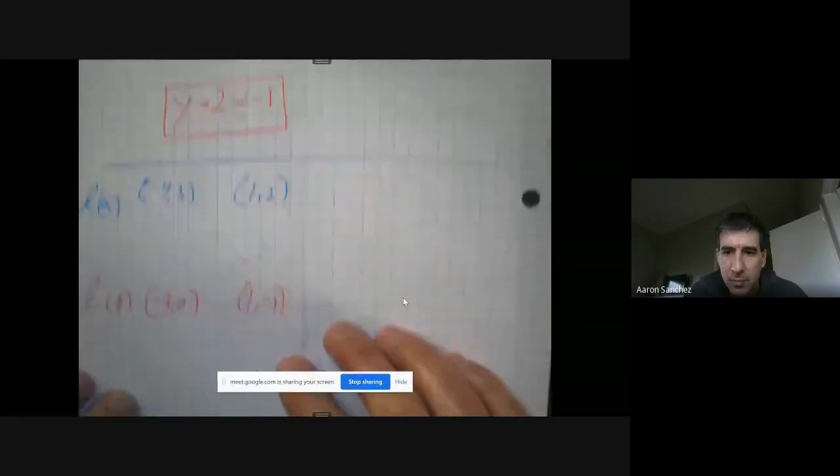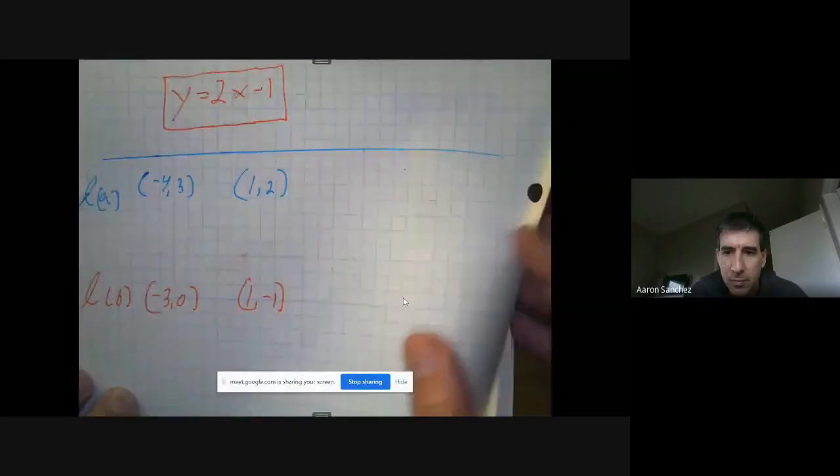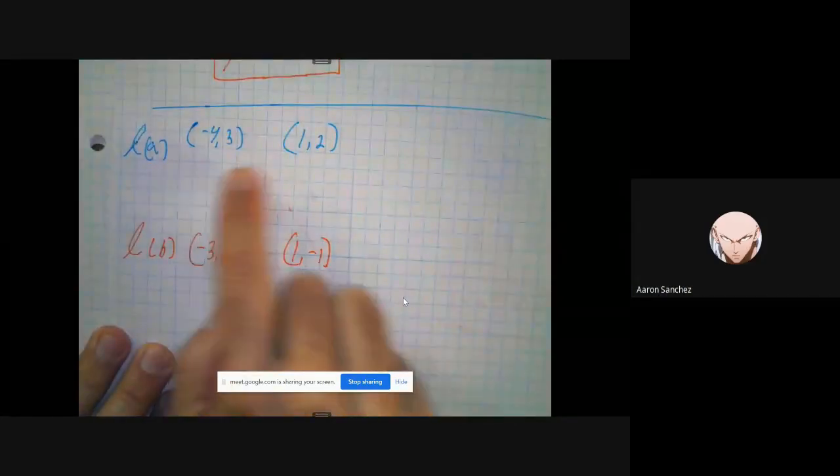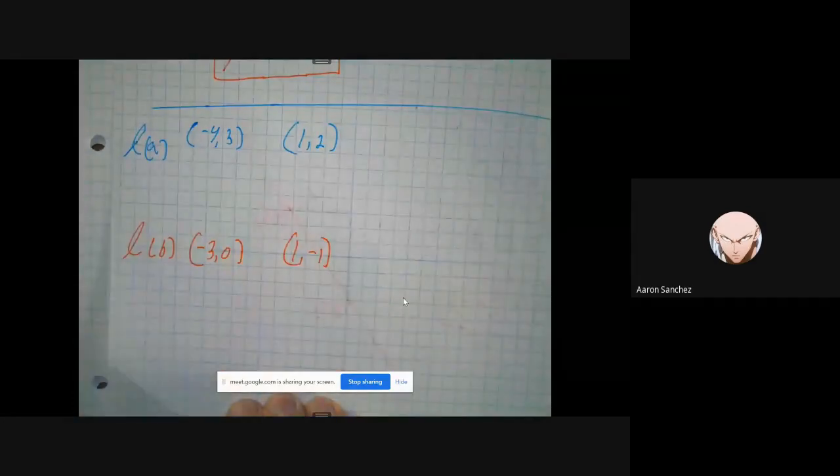Okay, so we have here these two lines. Line A that goes through -4, 3, and 1, 2, and line B that goes through -3, 0, and 1, -1. Are these lines, the lines that go through these points, line A, line B, are they parallel or perpendicular?